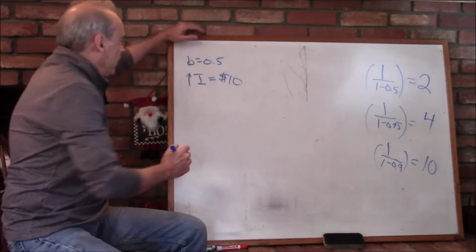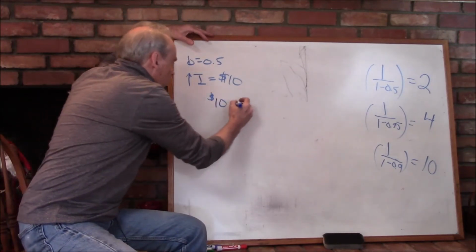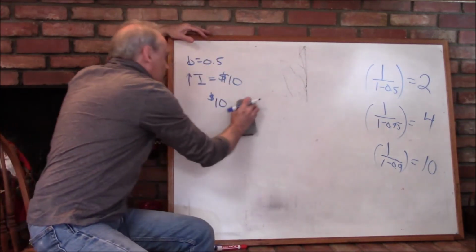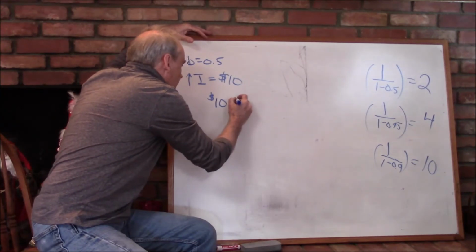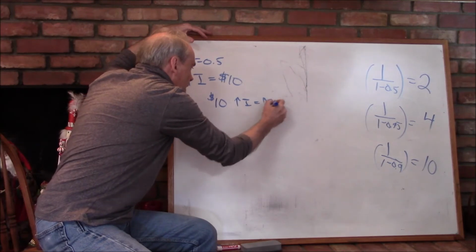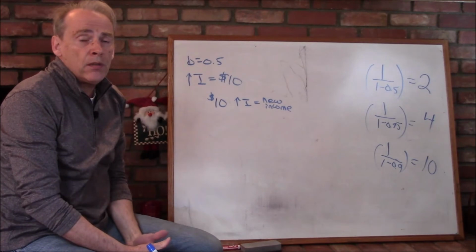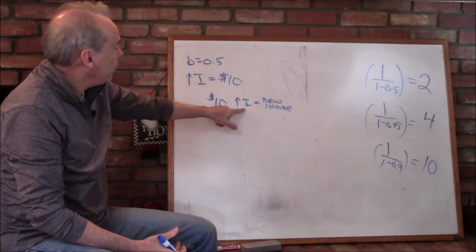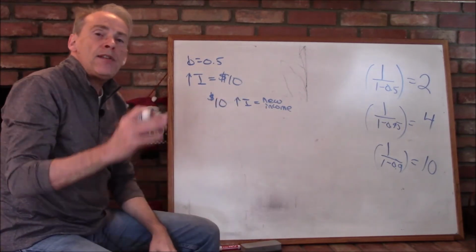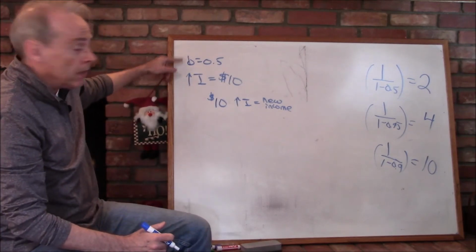So this $10 was both the increase in investment and new income for the company that sold the doorknob, right? TCU increased investment by $10, which created $10 worth of new income. Now, how much do people tend to spend in this economy? 50% of it.